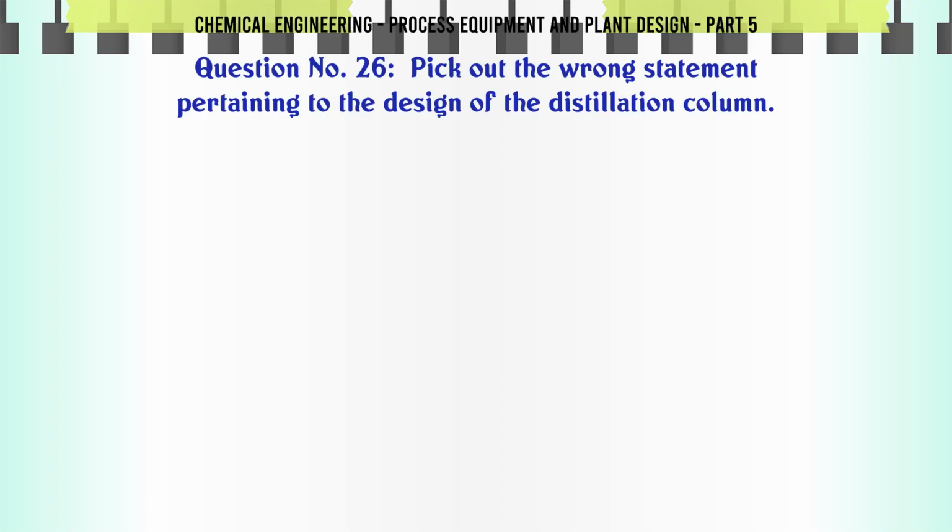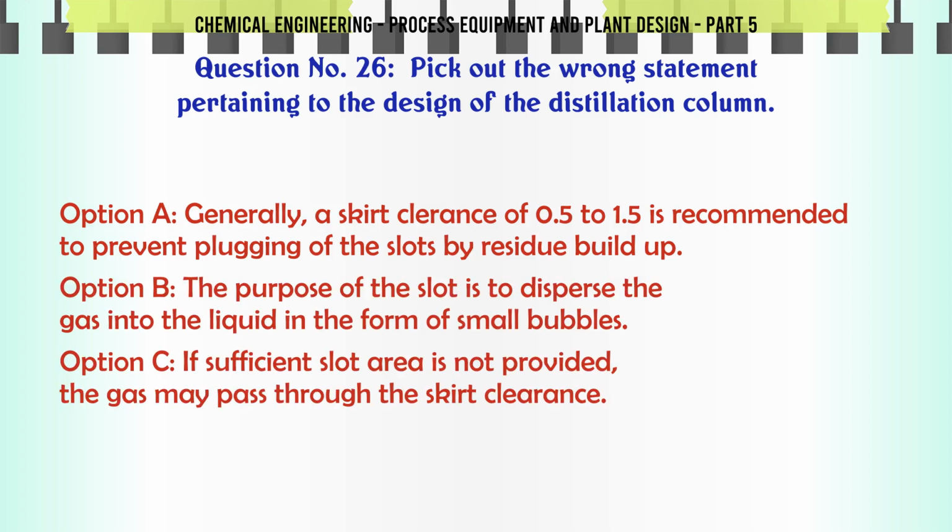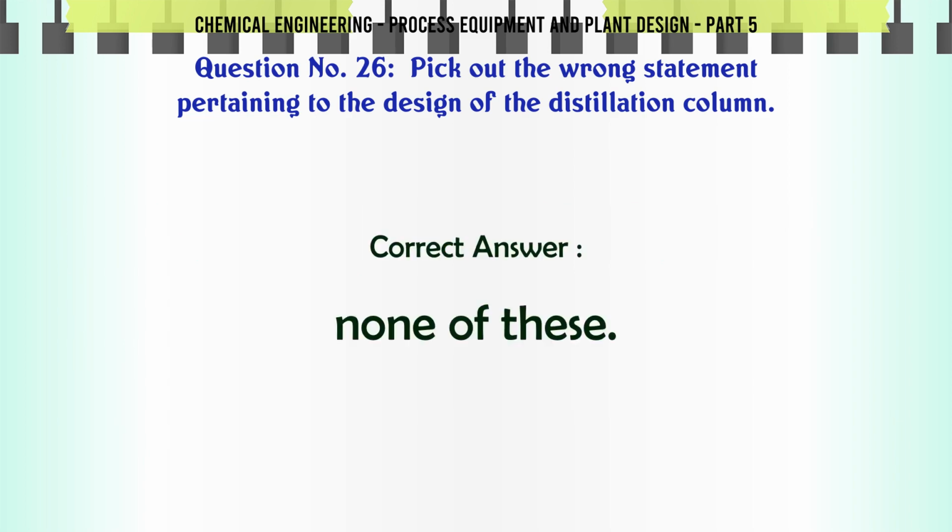Pick out the wrong statement pertaining to the design of the distillation column. A. Generally a skirt clearance of 0.5 to 1.5 is recommended to prevent plugging of the slots by residue build-up. B. The purpose of the slot is to disperse the gas into the liquid in the form of small bubbles. C. If sufficient slot area is not provided, the gas may pass through the skirt clearance. D. None of these. The correct answer is none of these.